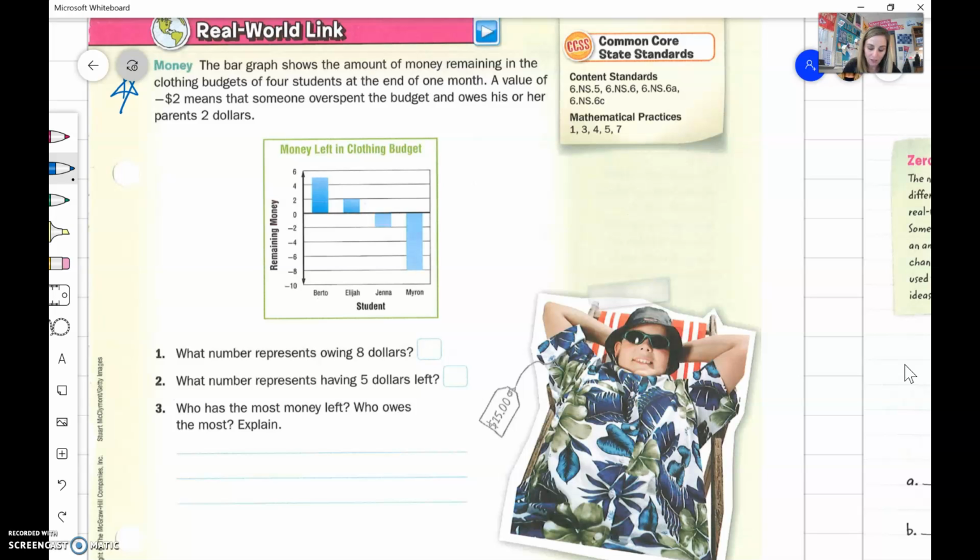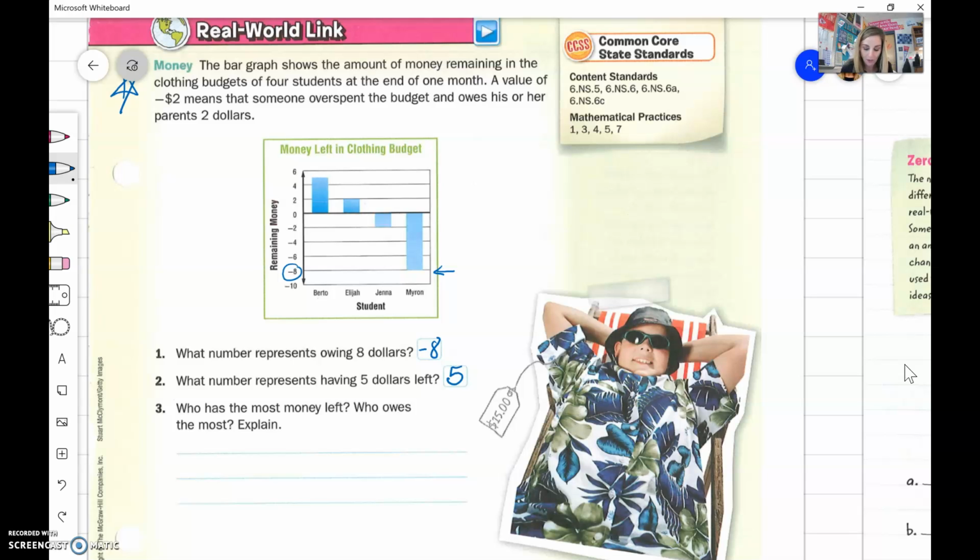So if you take a look at this, you see Berto spent about $5. It looks like Elijah spent about $2. Jenna went over because she's -2. And Myron went -8, so he went $8 over budget. What number represents owing $8? Well, if you owe somebody money, that's obviously not very good, so that's a -8. What number represents having $5 left? That is just a +5 or just a regular 5.